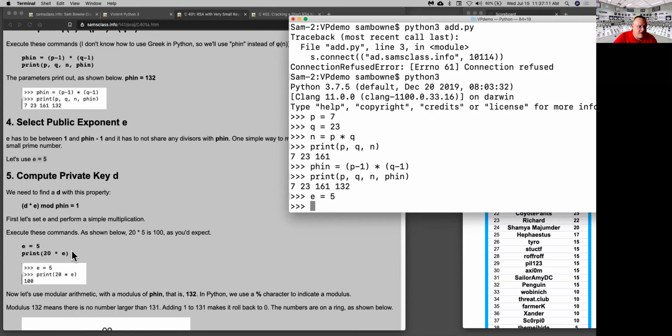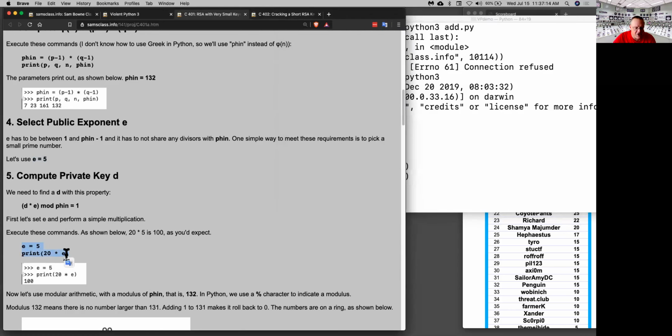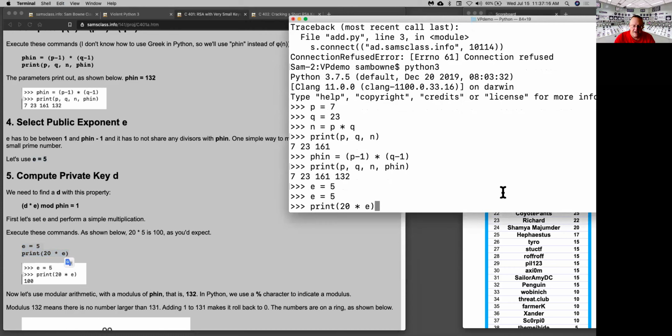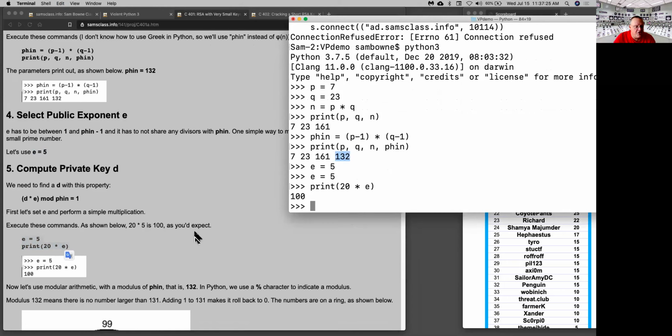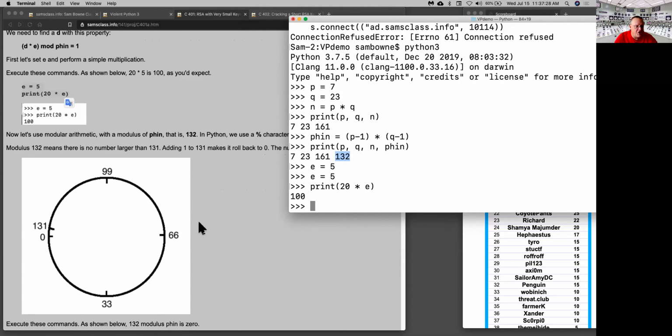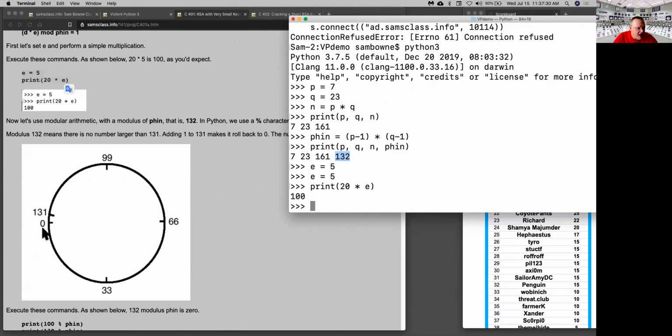So if I do this and I print, say, 20 times E, then 20 times E is, of course, 100 because E is 5. But if I remember, my phi is 132, so I can use modular arithmetic. And if you haven't done modular arithmetic, it works like a clock. I have 0, 1, 2, up to 33, and 66, and 99, and 131. And if I add one more, I'm back to 0. You never find any number except numbers between 0 and 131. And if you have big numbers, you just go around and around the circle many times.